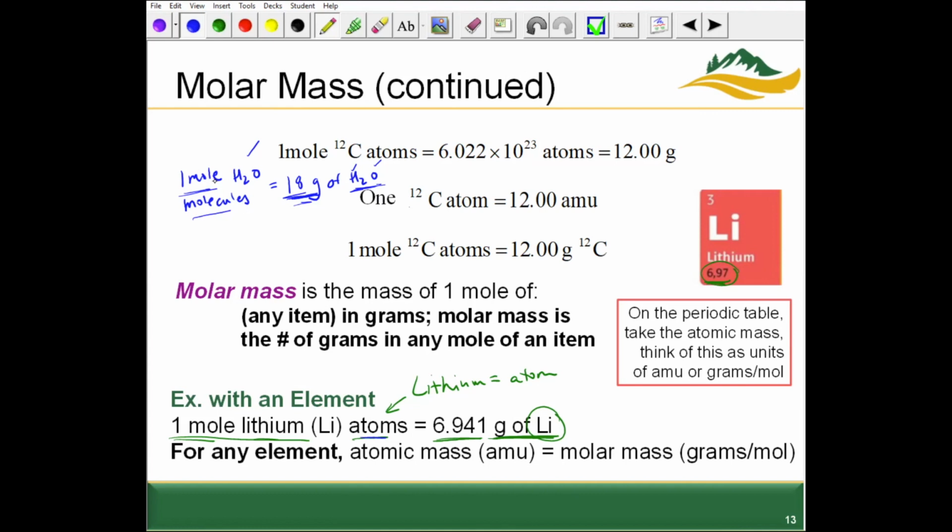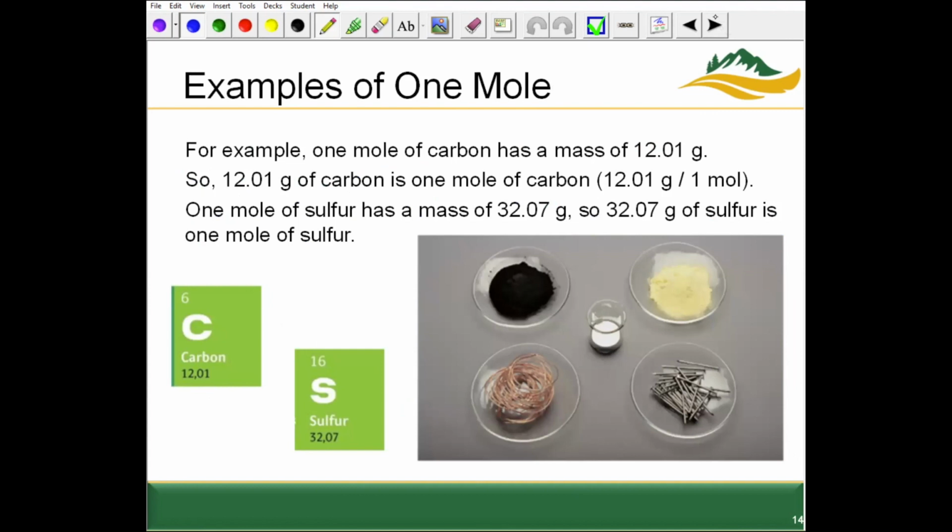I'm jumping a little bit ahead of myself here, but we will come back to dealing with more than just a single kind of atom, like lithium or carbon, for example. So this is a nice way to imagine this as well. If this molar mass is the weight of 1 mole of any item, the weight in grams, this is carbon here. If you're thinking it looks like charcoal, it's because charcoal is essentially powdered carbon. So 1 mole of carbon weighs 12.01 grams, like we saw previously.